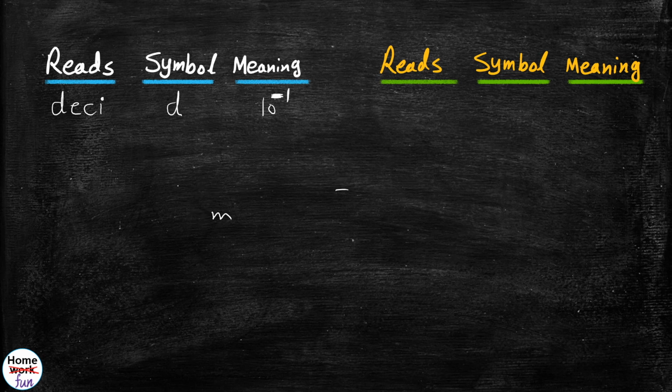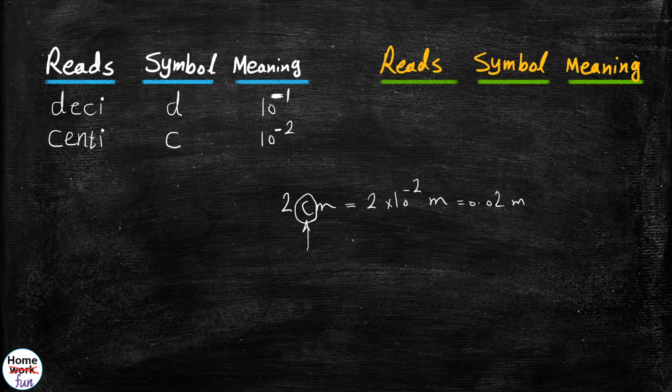Let's see the next one. Centi. The symbol of it is lowercase c, and the meaning is 10 to the power of negative 2. So when I say 2 centimeters, that equals 2 times 10 to the power of negative 2 meters. In other words, 0.02 meters. That c is as if it's a code that we can associate with times 10 to the power of negative 2. So we decodify these prefixes. You can think of these prefixes as a code, and we decipher them.